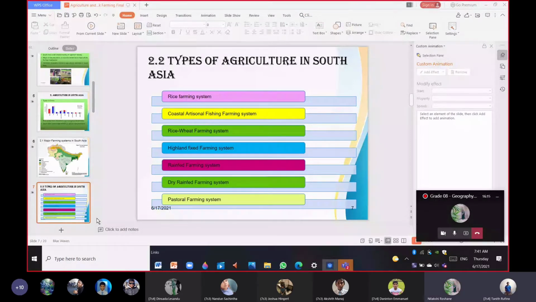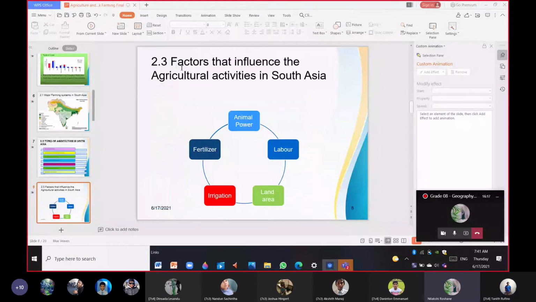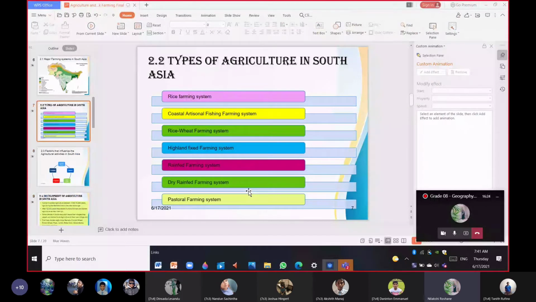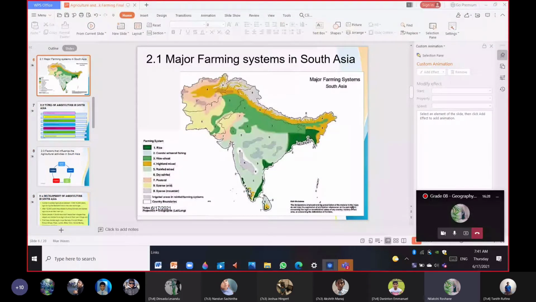Okay, Tanik, give me a second. Can you please tell us what are the crops that are grown in South Asia? So in your presentation, I think it's slide number 5. Okay. Yes.